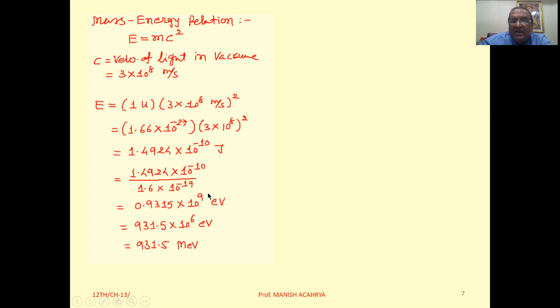Divide this 10 raised to 9 into 10 raised to 3 into 10 raised to 6. So 10 raised to 3 into 0.9315, that you can write 931.5 into 10 raised to 6 electron volt. 10 raised to 6 is mega or million, we can say. So energy E is 931.5 MeV. It implies that we can say 1u mass is equivalent to energy 931.5 MeV. Clear to all of you?